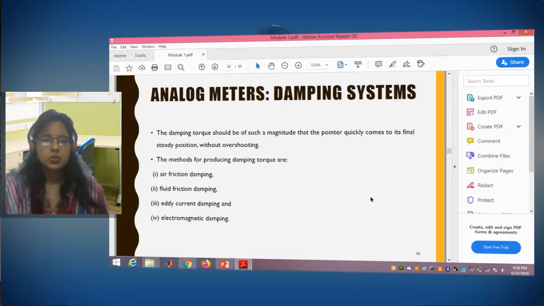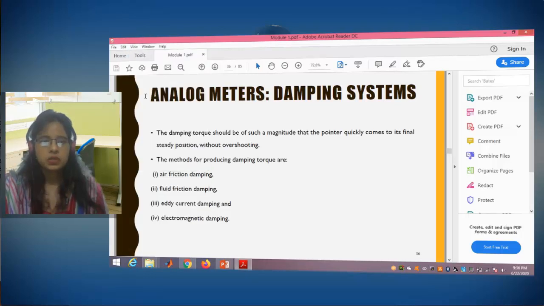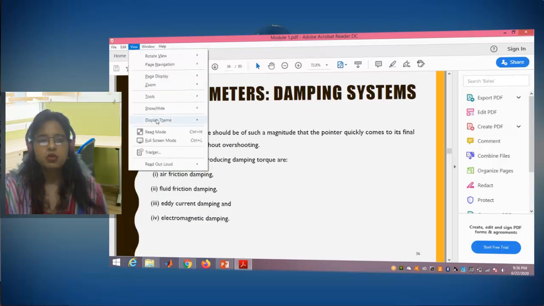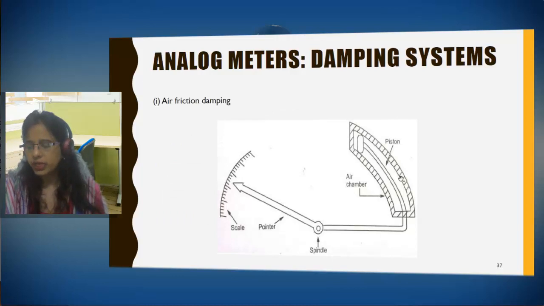Now I will move on to another effect, which is the damping system. We have discussed the deflecting system and the controlling system. Now we'll discuss the damping system, which is again very important for getting the value of the quantity which we are measuring. To get that value, we will require a damping system.